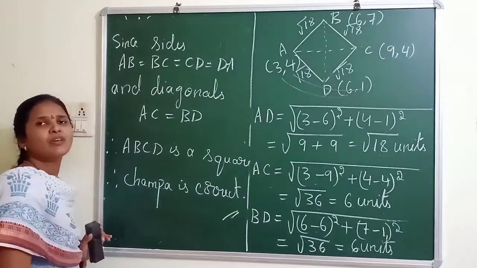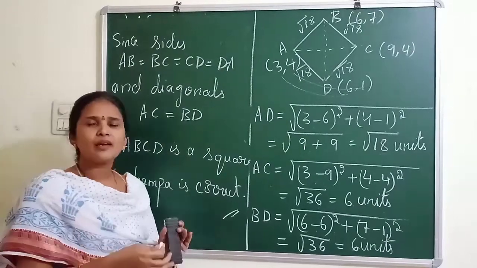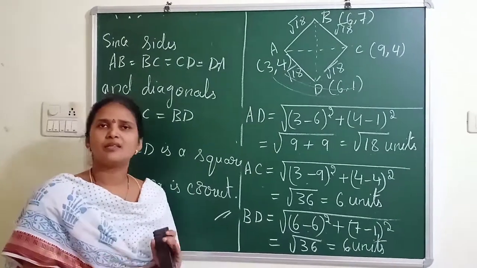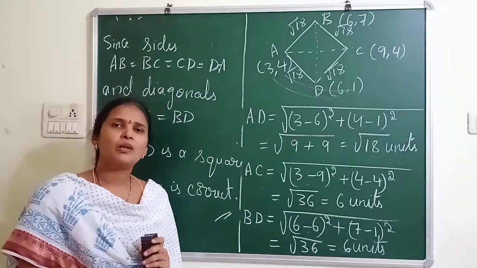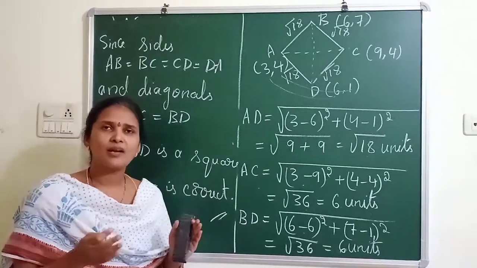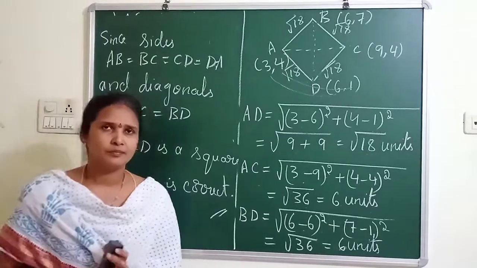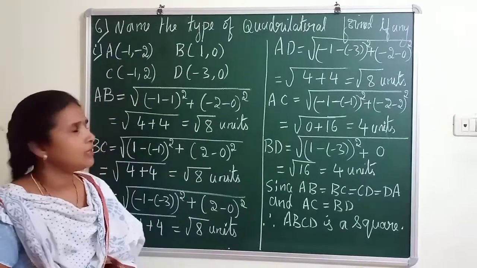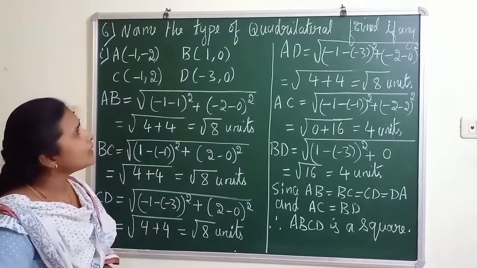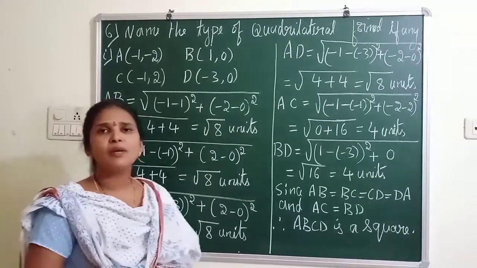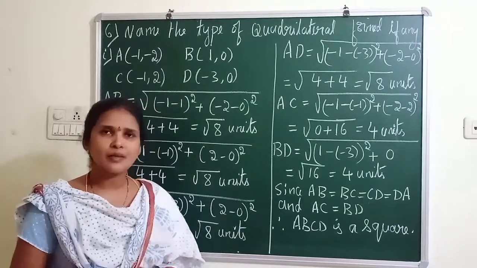So in this way, we can conclude how to check whether a given quadrilateral is a square, a parallelogram or a rhombus. For all the quadrilaterals, we have to use the distance formula six times. Next is the sixth main. He has asked to name the type of quadrilateral formed, if any. In the sixth main you have three sub questions.